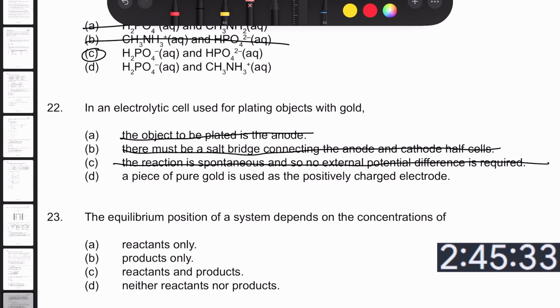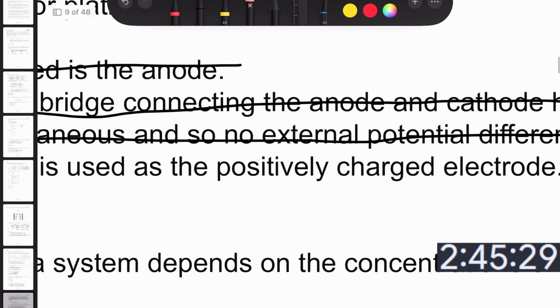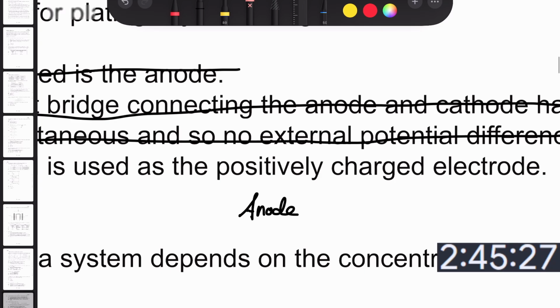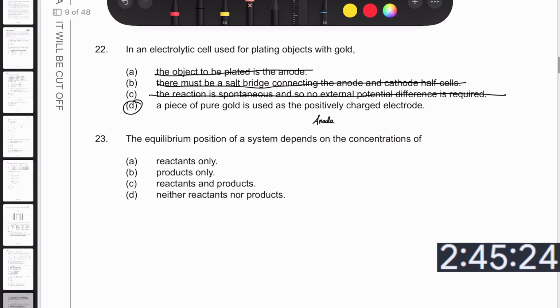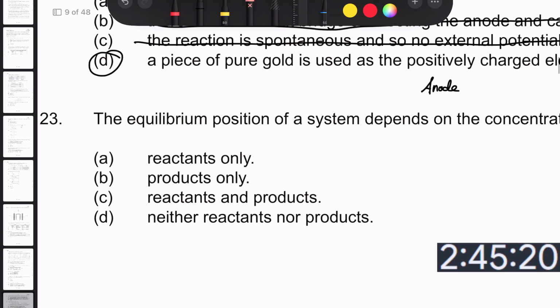A reaction of a piece of pure gold uses a positively charged electrode. Positively charged electrode in electrolytic would be the anode, and that's supposed to be oxidized, so yes. The equilibrium content of a system depends on the concentration of reactants and products.